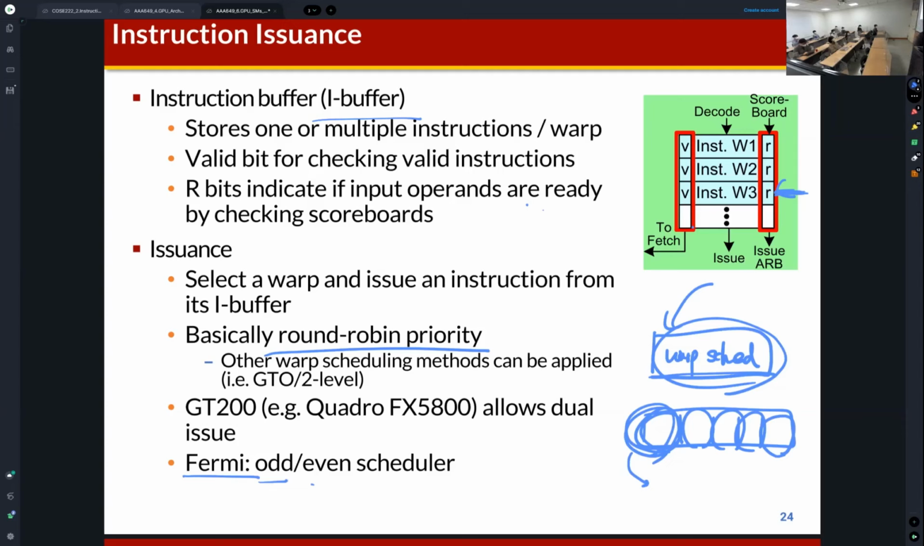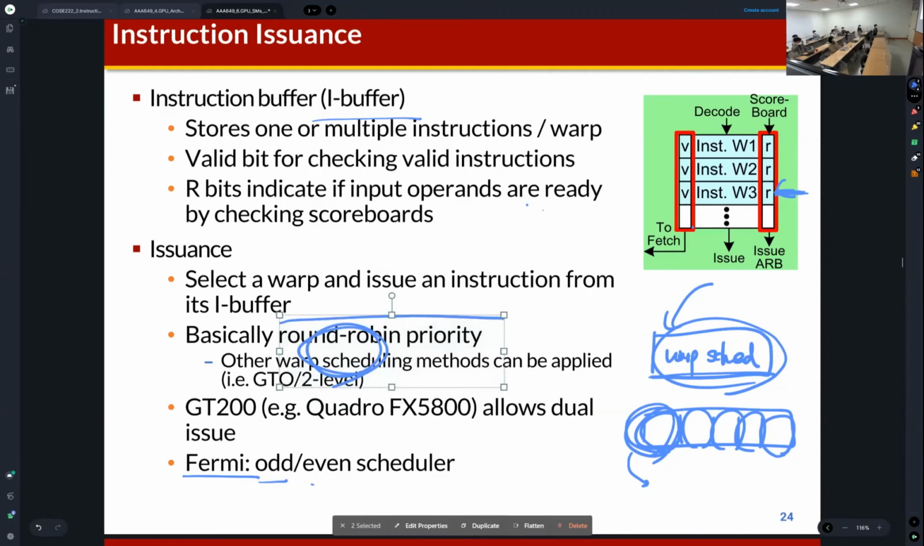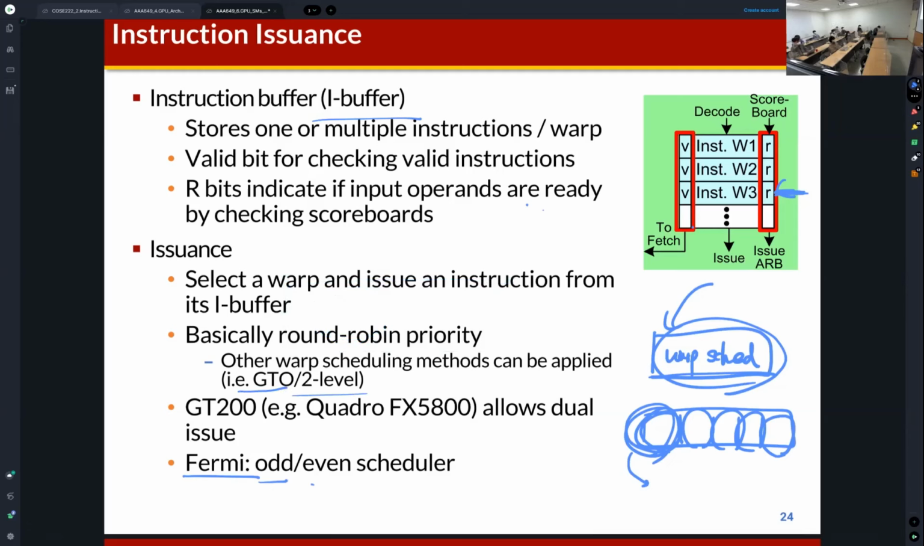Okay, so actually two-level algorithms were developed for hiding the long latency of the memories. In GPGPU-Sim, we can change this warp scheduling algorithm from LRR, the round robin, to GTO and then two-level, and then we can also compare the performance of the scheduling algorithms.